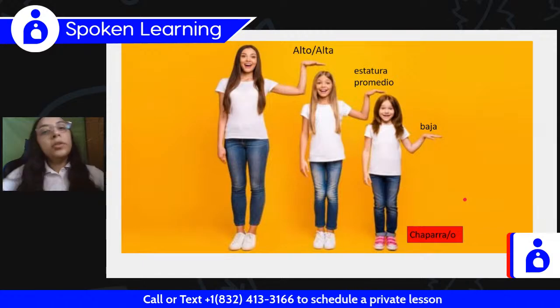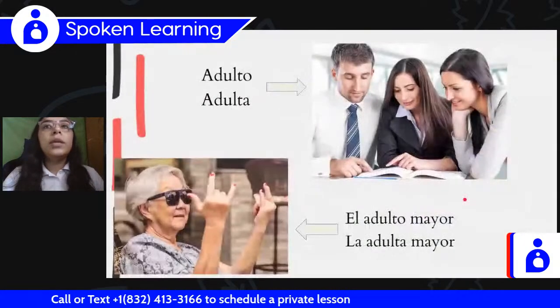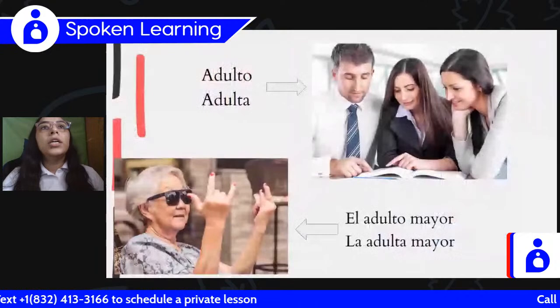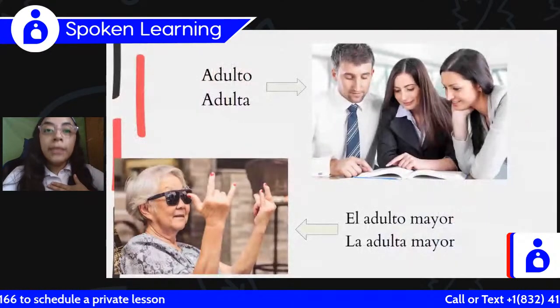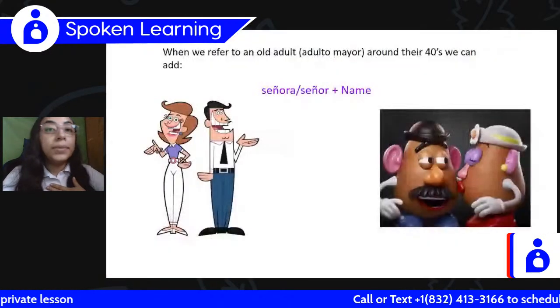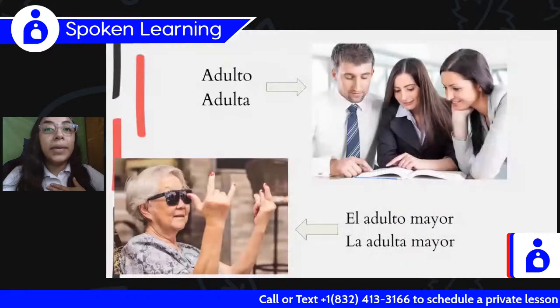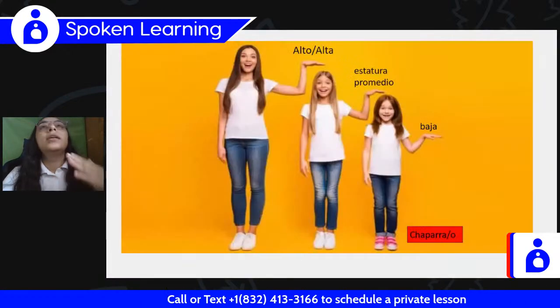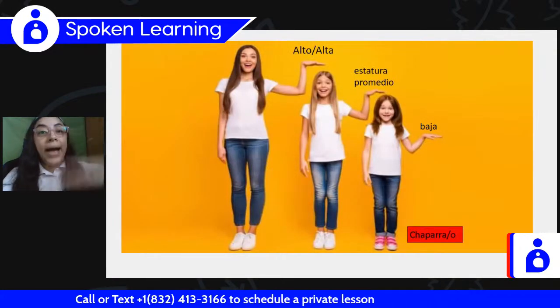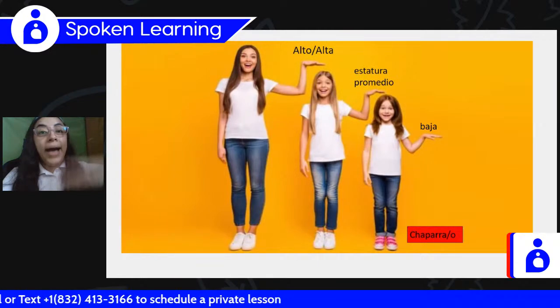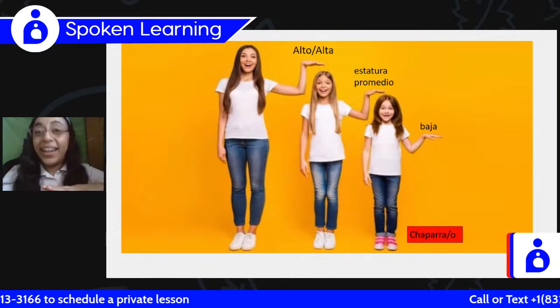So I am going to start describing myself to give you an example. For example, yo soy adulta. We need to use the verb to be, ser. Yo soy adulta. Soy baja. In other words, soy chaparra, muy chaparra.